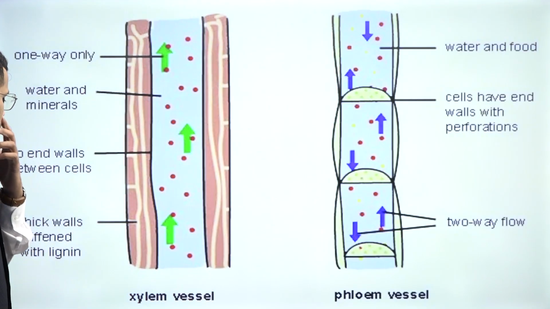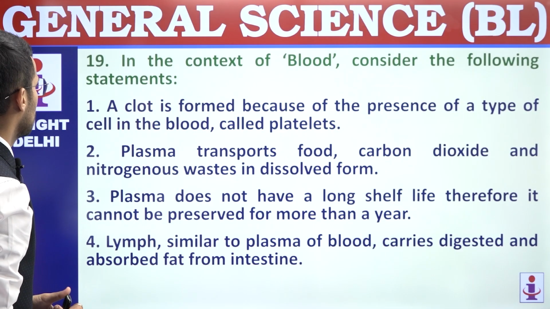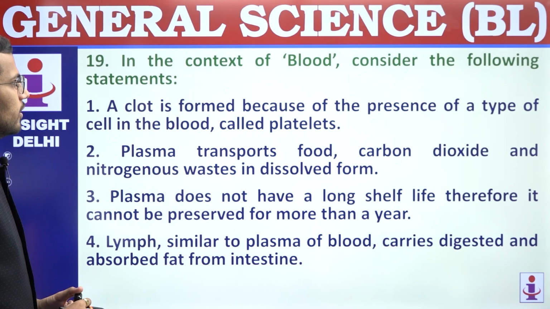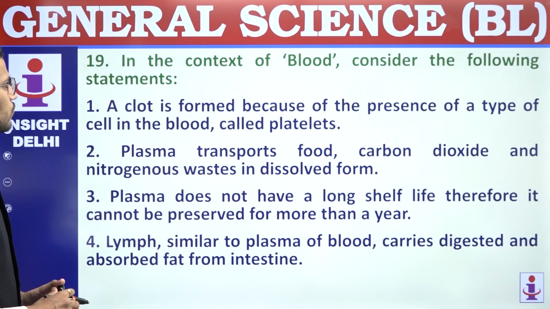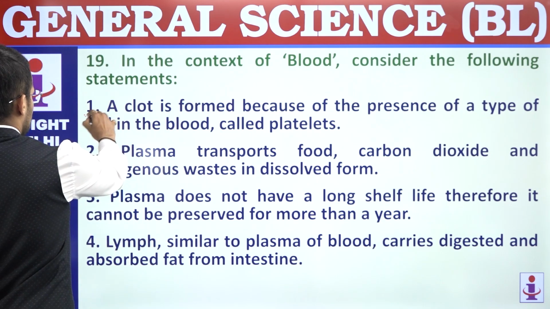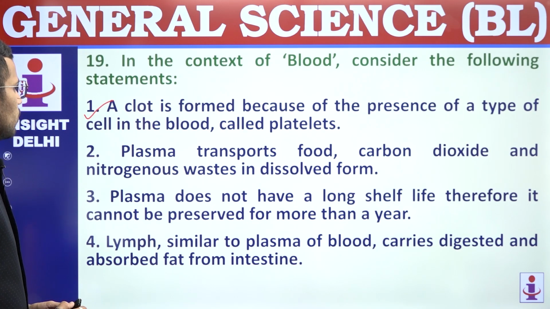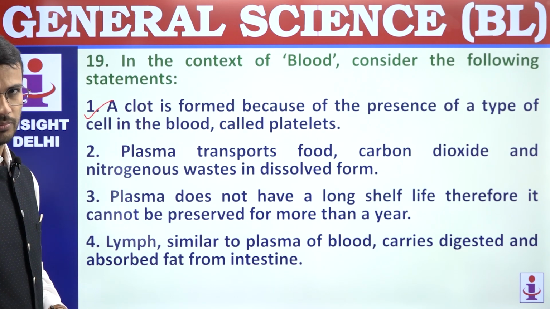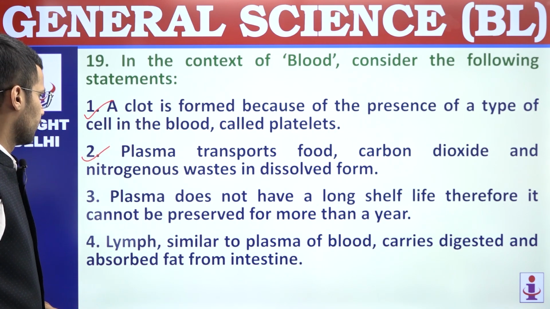So this is how xylem and phloem vessels look like. Next, 19th. In the context of blood, consider the following statements. First, a clot is formed because of the presence of a type of cell in the blood called platelets. So correct statement. Second, plasma transports food, carbon dioxide and nitrogenous waste in dissolved form. So this statement is also a correct statement regarding plasma.